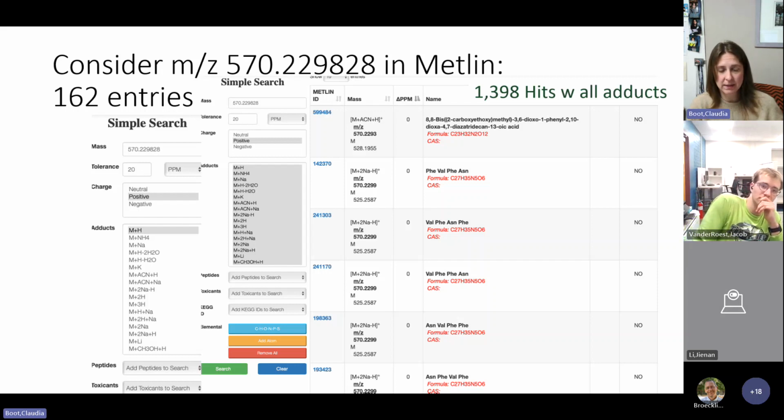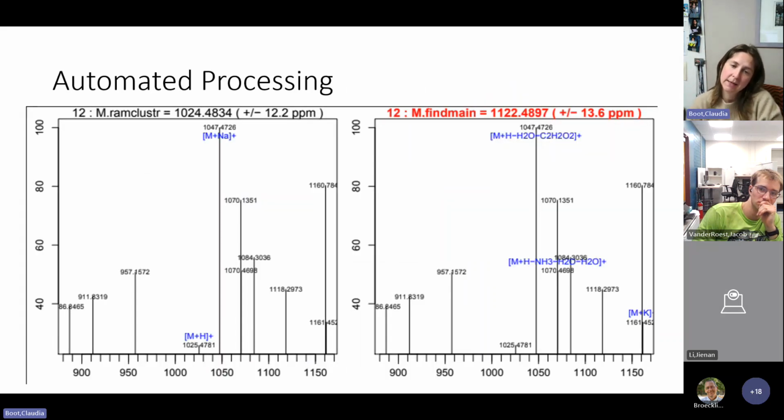And if you don't limit the number of adducts and include everything that you can select for your database, you come up with almost 1,400 hits. And so what do you do when you don't know which one of these things you're working with? There are some automated solutions.